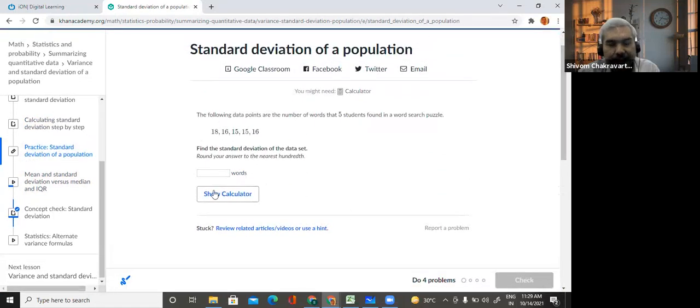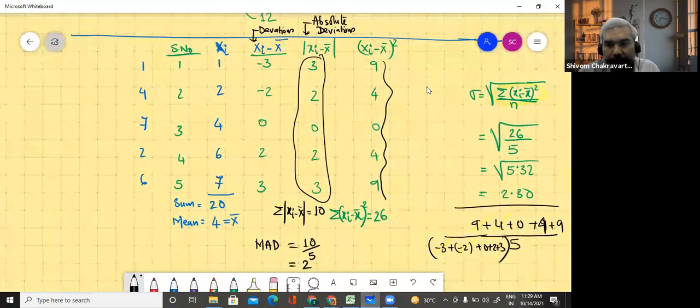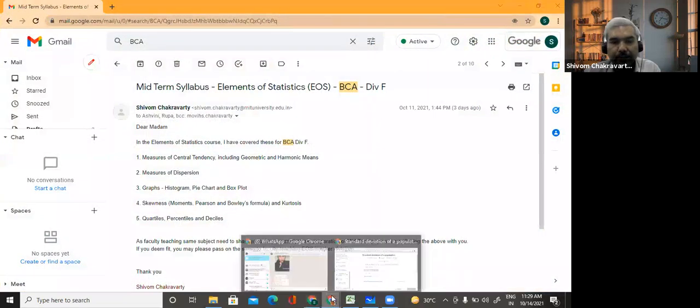So these are a few basic practice problems on standard deviation. You can take a data set and calculate the standard deviation using this formula. Anybody looking for simpler problems, you can do problems like this.